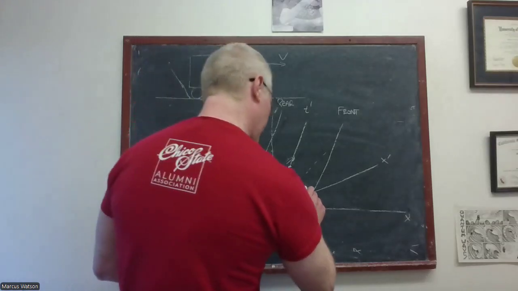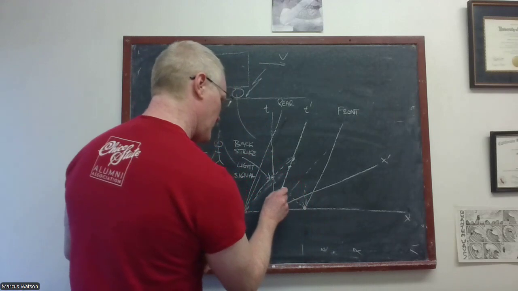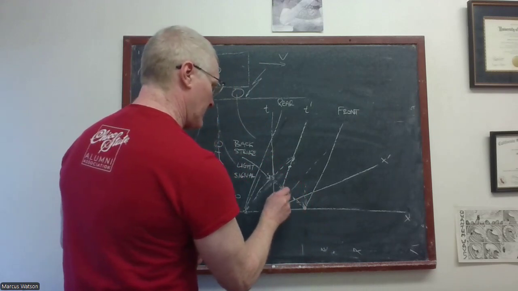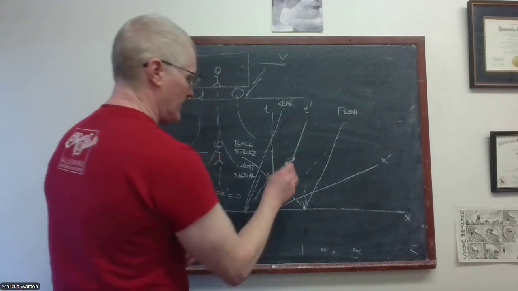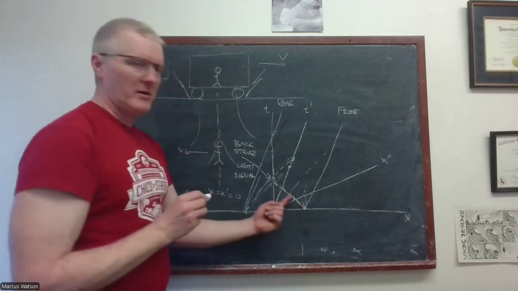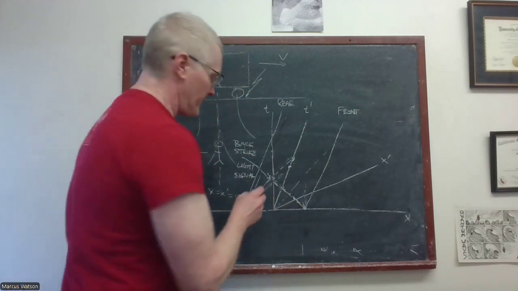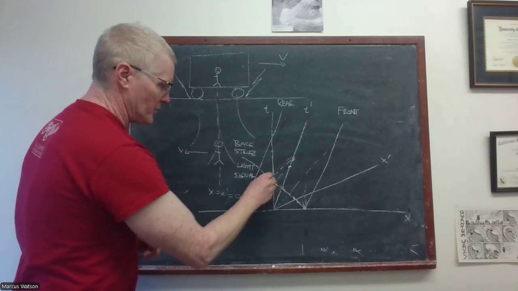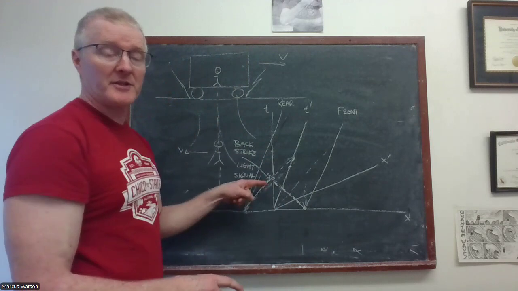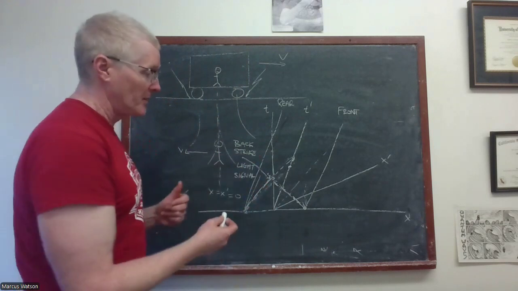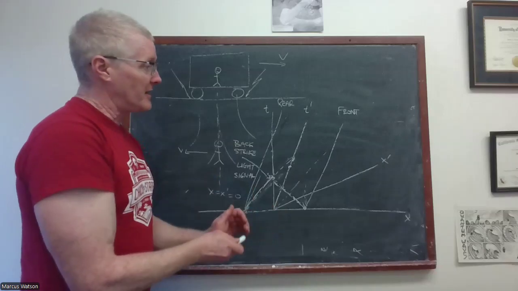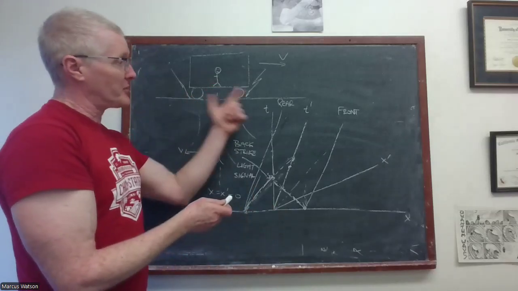It should be going at 45 degrees. Okay, there's the front strike, like there. That's the front strike of the lightning. This is the rear strike of the lightning. You can see they're hitting this person at the same time. That's a dot on the space-time diagram. That's an event.